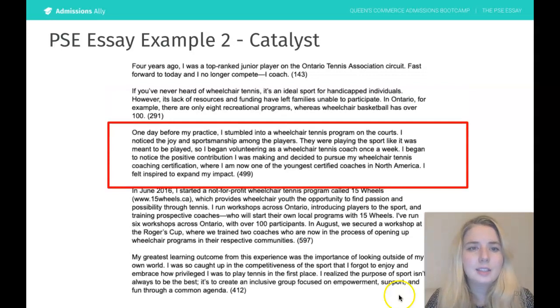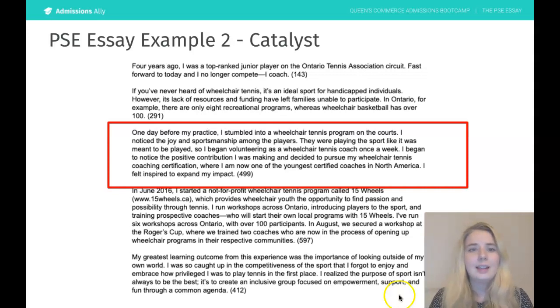So here's the catalyst. So it says, one day before my practice, I stumbled into a wheelchair tennis program on the courts. I noticed the joy and sportsmanship among the players. They were playing the sport like it was meant to be played. So I began volunteering as a wheelchair tennis coach once a week. I began to notice a positive contribution I was making and decided to pursue my wheelchair tennis coaching certification, where I am now one of the youngest certified coaches in North America. I felt inspired to expand my impact.